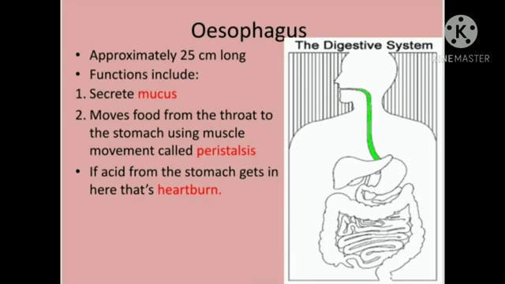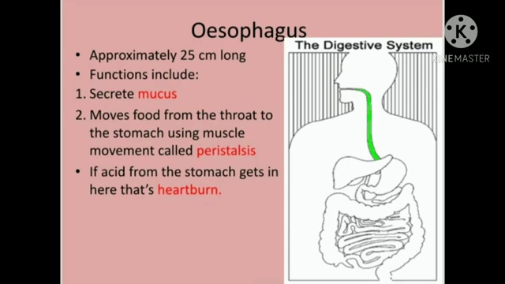This process is called peristalsis, and the movement is called peristaltic movement. If acid from the stomach gets in here, then it is called as what? Heartburn.